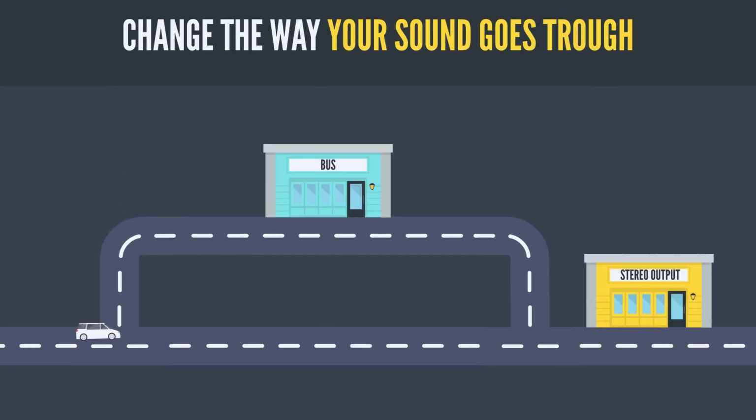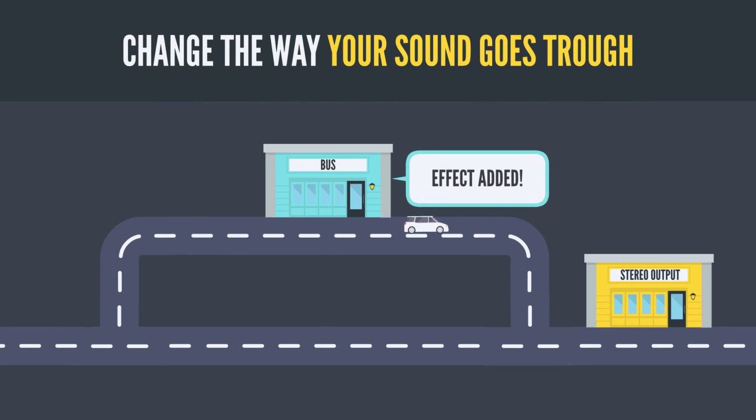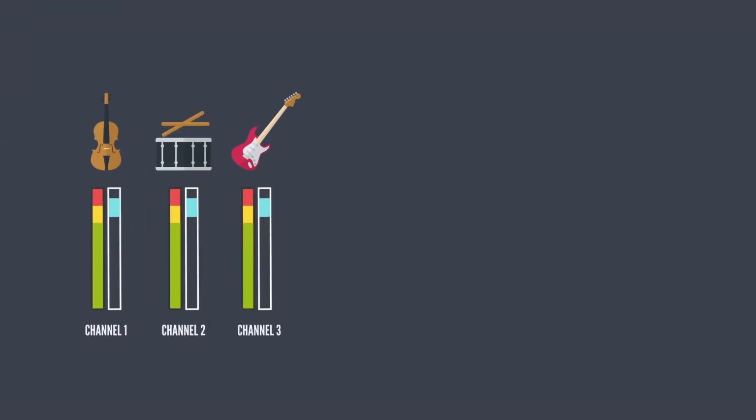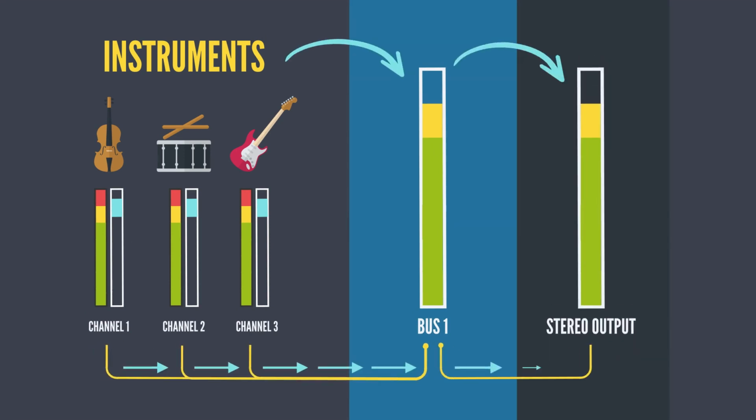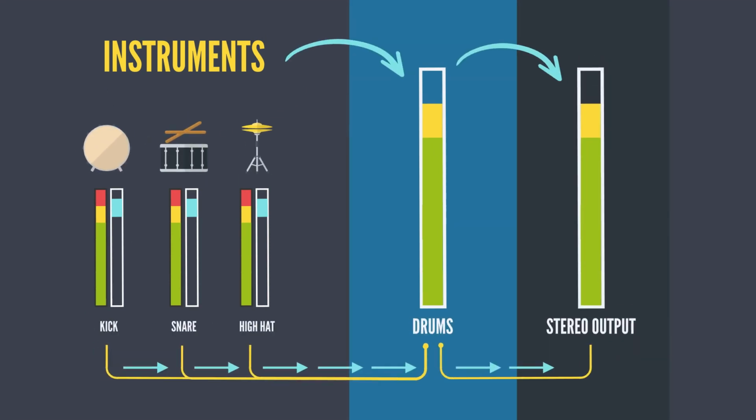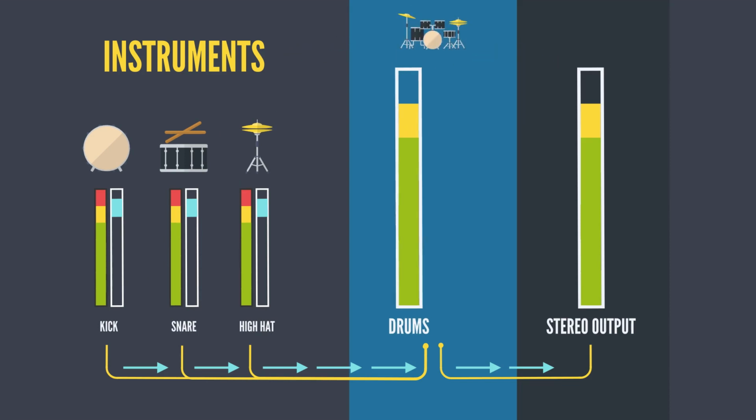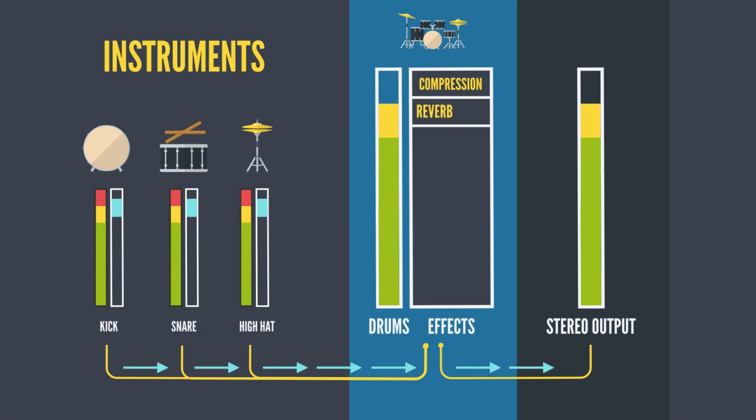With bus routing, you can change the way your sound needs to go through before coming back to the stereo output. You can define that your sound first travels through another bus before it's coming back to your output. It's common to route your kick, snare, and hi-hat channel to a drums bus. On this, you could apply compression and reverb to make sure that all of your drums fit together.